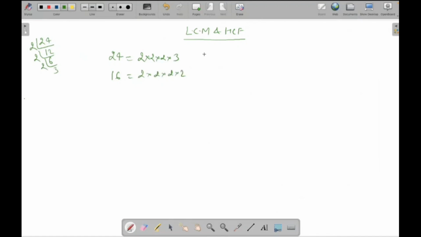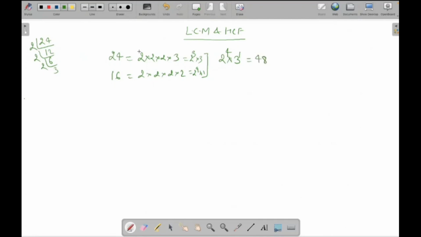When we look at LCM, we look at the unique factors here. The unique factors are 2 and 3. Then we look at the highest power of each of these factors and raise it to that power. Here 2 appears 4 times, so 2 to the power 4. In 24 it is 2 to the power 3 into 3. So I raise 2 to its highest power, which is 4, and 3's highest power is 1. So my LCM here will be 2 to the power 4 into 3, which is 48.